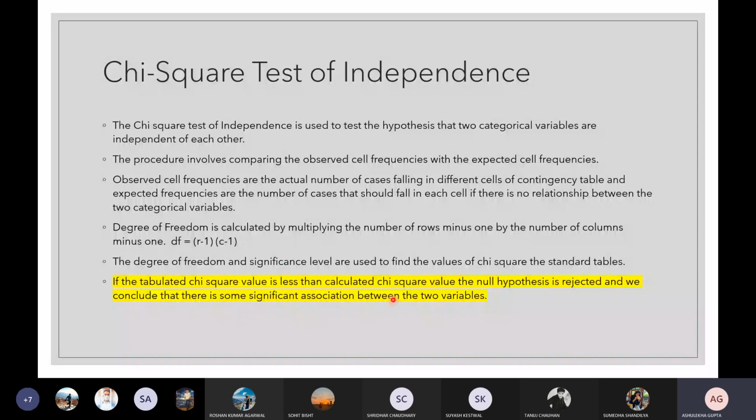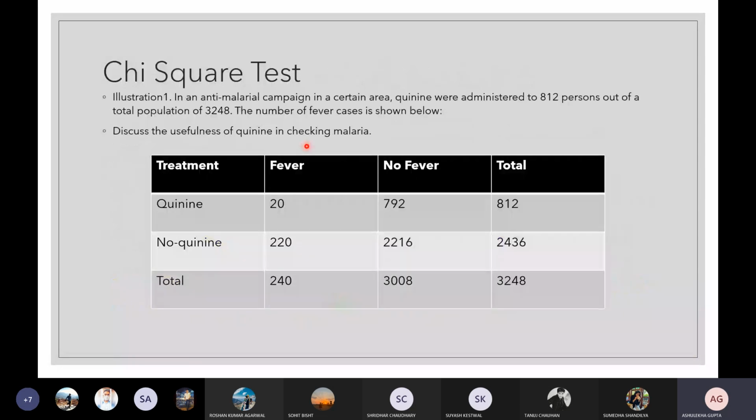Now we will go ahead. This is a very good example I have taken as an illustration. In an anti-malarial campaign in a certain area, quinine was administered to 812 persons out of a total population of 3248. The number of fever cases is shown below. Out of the total population, we took 812 persons and gave them quinine, the remedy for malaria.